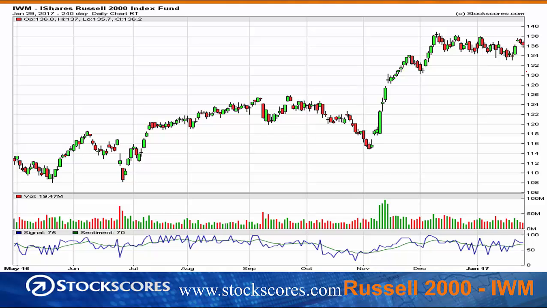On the small cap market, this is the Russell 2000, and I've chosen a daily chart time frame here, and you can see what is making trading in these small cap stocks difficult.